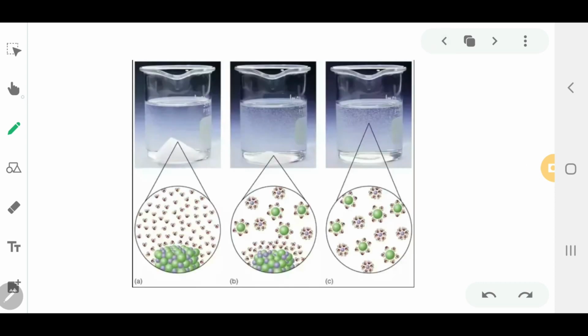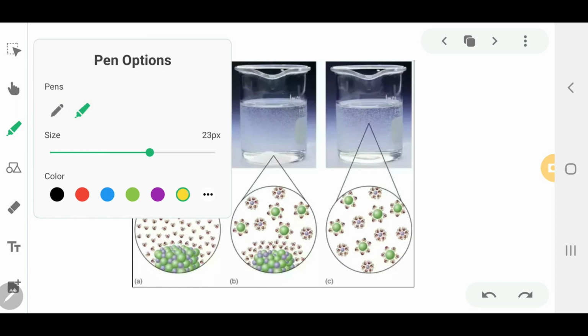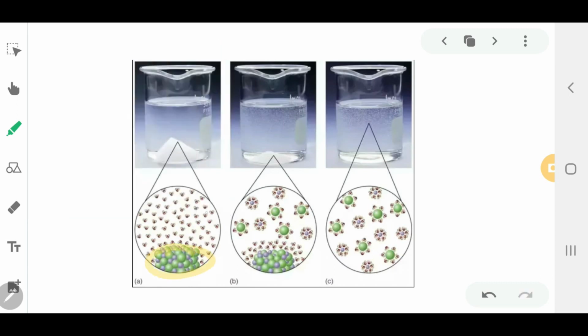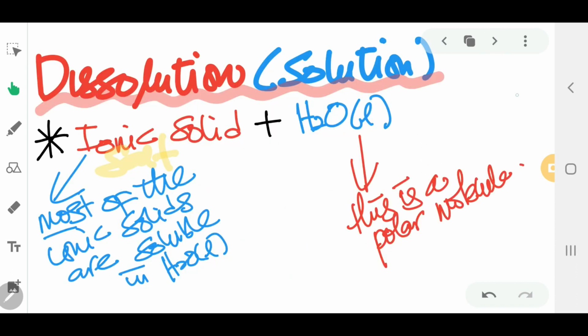you have seen here. In the beginning, you have the ionic compound in the form of solid. And the water molecules will start to dissociate all of the charged species that you have in the ionic solids, and they will become a homogeneous solution after a certain time.